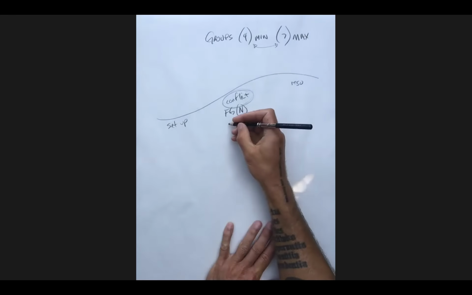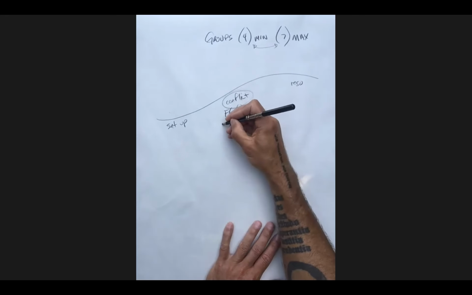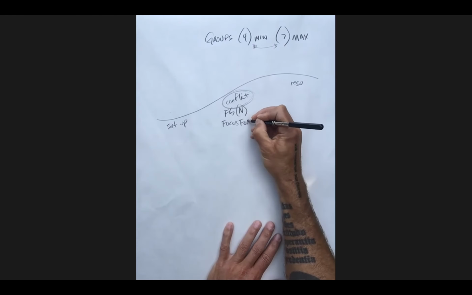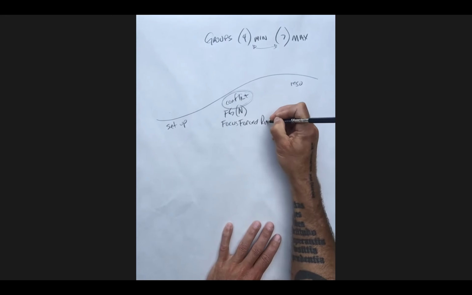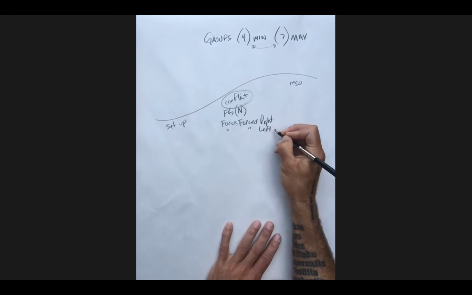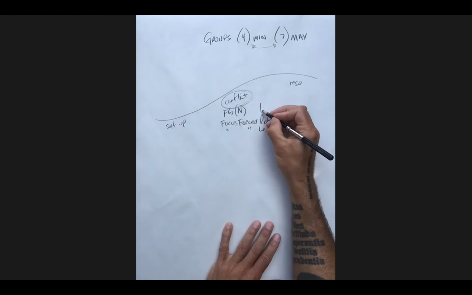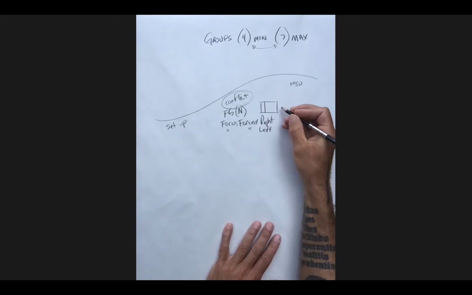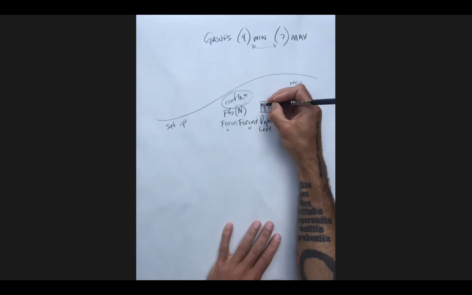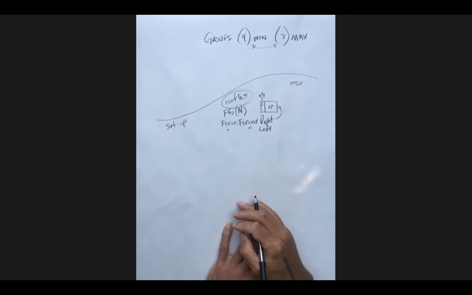Okay, so in your handout, I forgot to mention this. These are going to be referred to as focus forced right or focus forced left. Focus forced right just means that you have your focal point on the right-hand side and your foreground on the left-hand side.